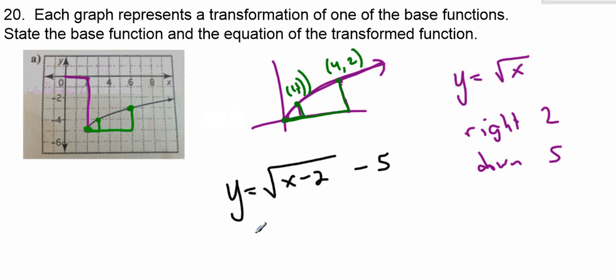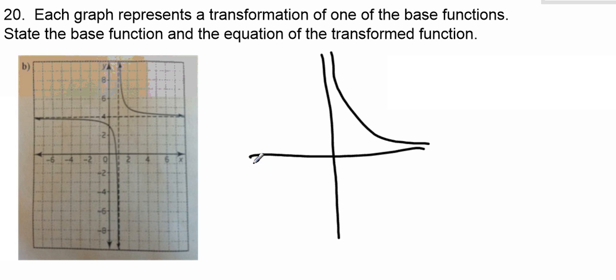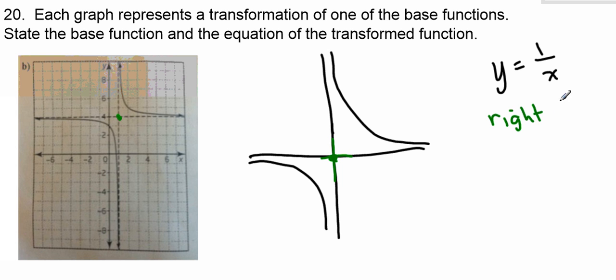And then let's look at part B, same idea. So now we have what you should be familiar with, the 1 over x function, or the reciprocal function. So we know the base function looks like this. Now in the base function, the starting point is at 0, 0. In this case, the starting point is here. So we've had both a horizontal and a vertical movement. So we've moved to the right by 1, and we've moved up by 4.